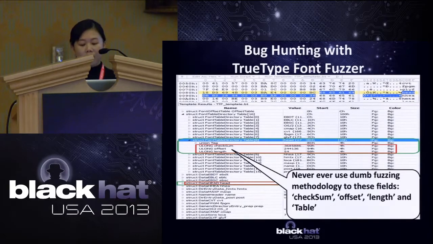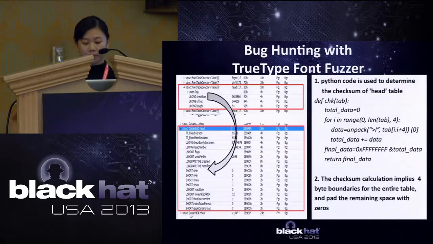For the TrueType font fuzzer, please remember to never use a dumb fuzzing methodology to do the byte flipping for these 4 fields, that are checksum, offset, length, and table. Checksum calculation is very important in order to verify a font table. If the checksum value is wrong, it means the font file will be corrupt and the fuzzing process will fail. And the Python code in this slide represents the calculation of the checksum value for the data section while doing the byte flipping fuzzing process.